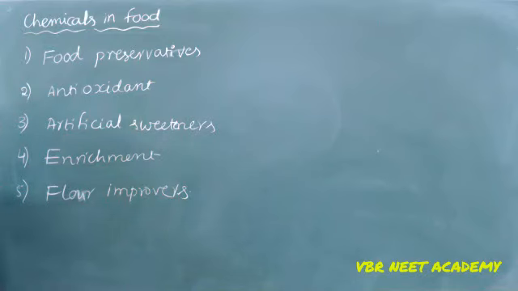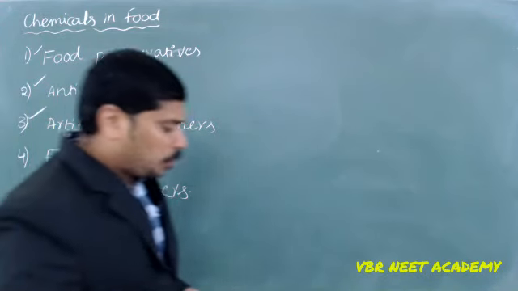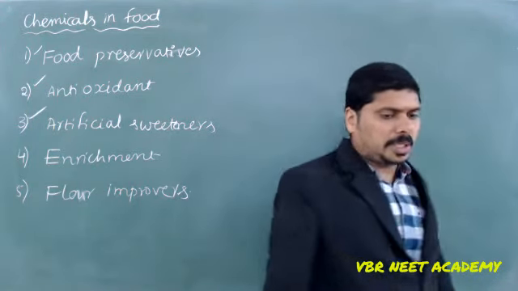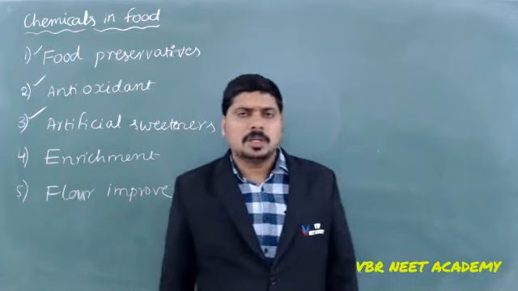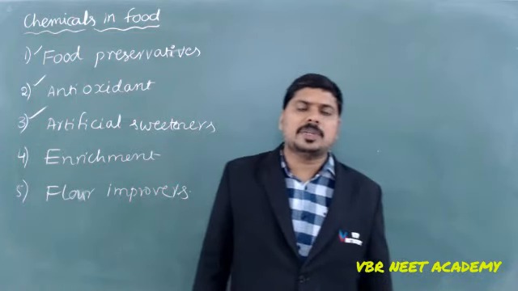We are going to have flavor improvers. Like this, if you keep on adding, you can get so many food additives, but out of them we are going to discuss in detail these three: food preservatives, antioxidants, and artificial sweeteners. Only these three we are going to discuss. So what is a food preservative going to be? What are food preservatives? They are going to preserve the food.